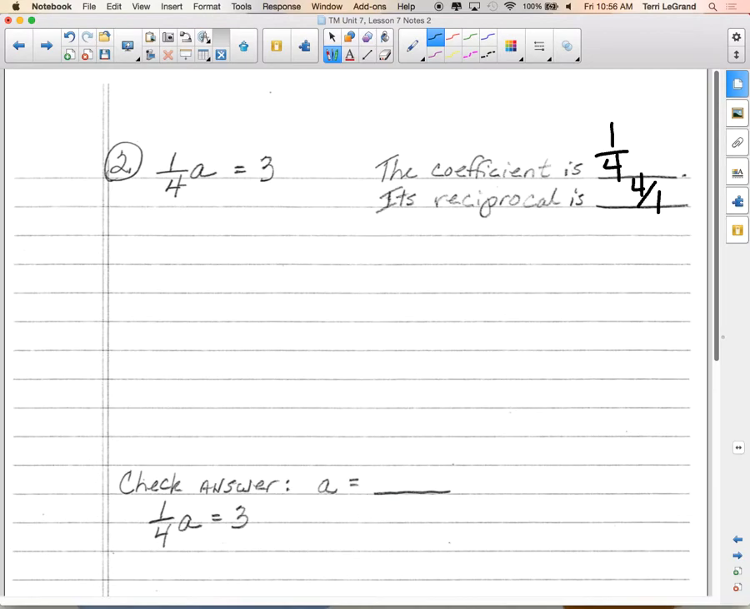Divide. Well, divide is kind of handy when the coefficient is not a fraction. But when the coefficient is a fraction, it's not so friendly. Harley? Multiply both sides of the equation by the reciprocal, which is 4 over 1. So we're going to say 4 over 1 times this side, 1/4 A, 4 over 1 times the other side, which is 3.